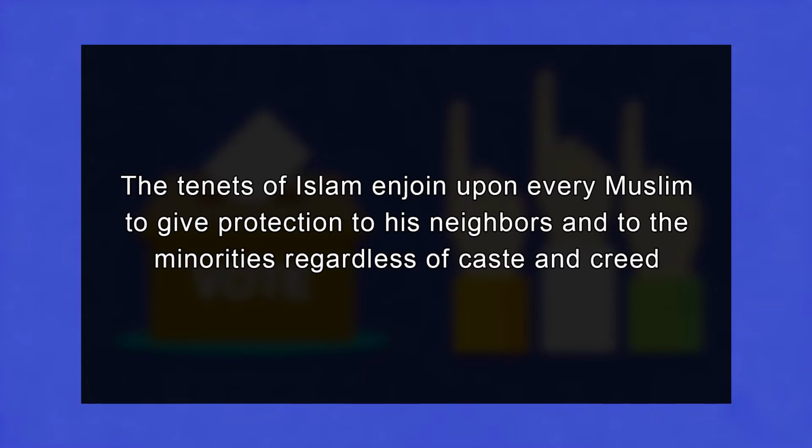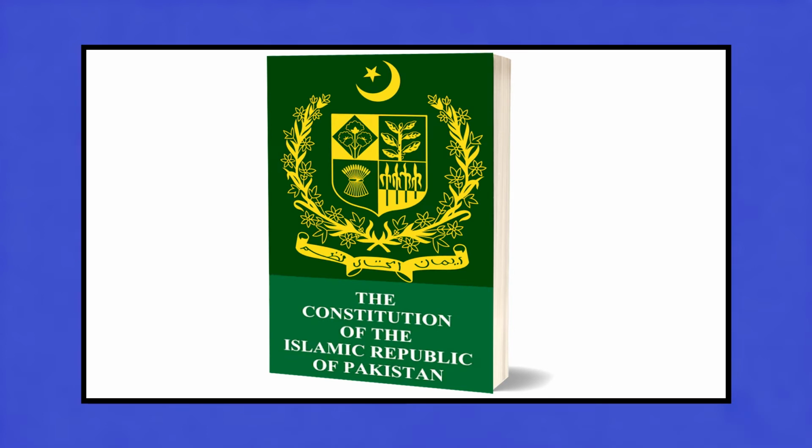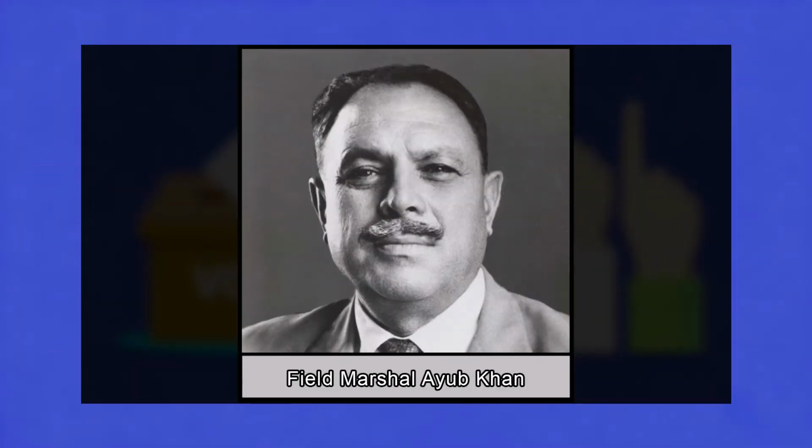caste and creed. Since independence, Pakistan has experienced different forms of government, which include parliamentary, presidential system, martial law and democracy. Under the Constitution of 1956, Pakistan had experienced a parliamentary system, but within 2 years the Constitution was suspended and martial law had been imposed by General Ayub Khan in 1958.